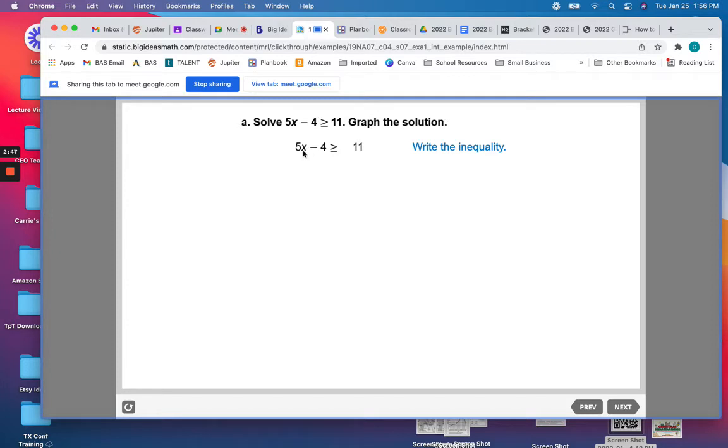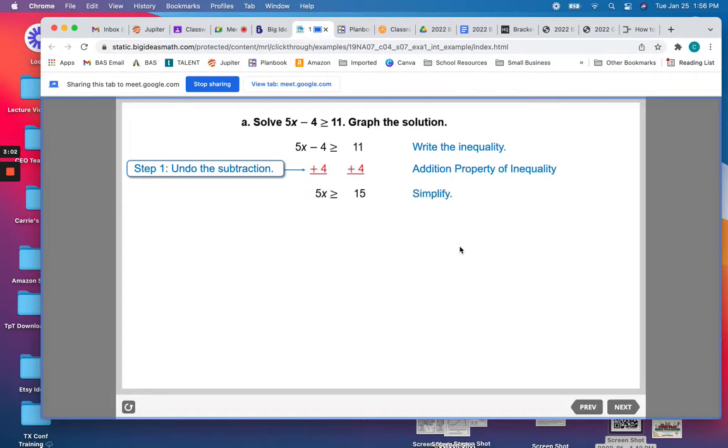Very good. We got to get x by itself. So we're going to move this minus 4. So add 4 to both sides. Cancels on the left. We're just left with 5x. What is 11 plus 4? 15. So we get 5x is greater than or equal to 15.